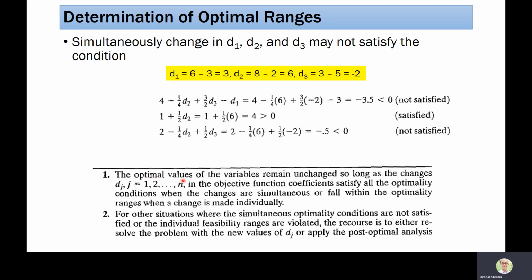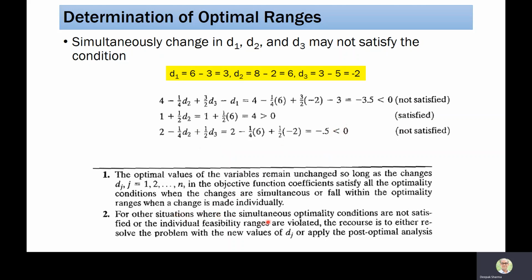So at the end, the optimal values of the variables remain unchanged so long as the changes small dj in the objective coefficients satisfy all the optimality conditions when the changes are simultaneous, or fall within the optimality range when the change is made individually. So the suggestion is you put the values of the changes D1, D2, D3 into the equations and make sure that the condition is satisfied.